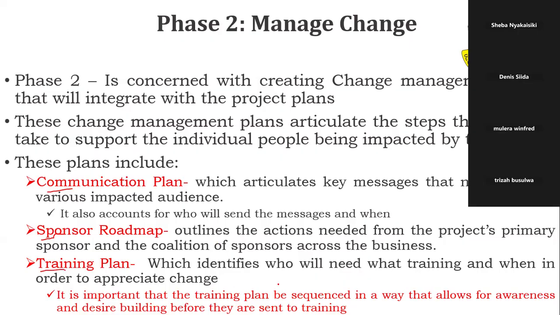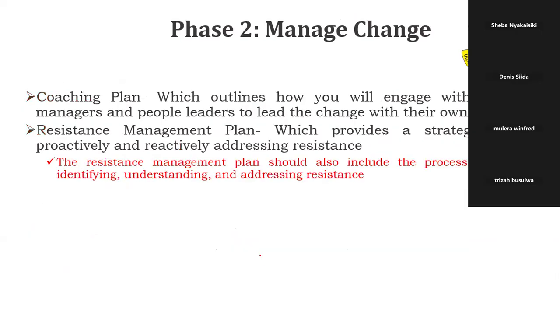Then the training plan. That training plan is part and parcel of change management, because training essentially is saying this is how this thing is going to be used. So immediately the person knows how it is going to be used. Within phase two, you also have the coaching plan. This one outlines who you will engage with and equip, the managers and people leaders who are going to lead the change in the teams.